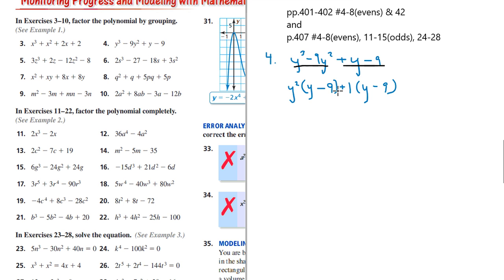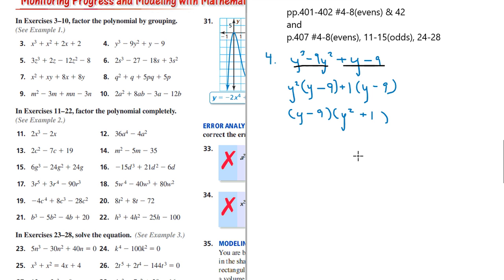The reason we have to write this plus 1 still is because we're ultimately trying to factor out a greatest common factor between these large terms, which in this case is a y minus 9, and that will help us get this into factored form. So what remains when you factor out y minus 9 from this large term is a y squared, and from this large term, there's just a plus 1.